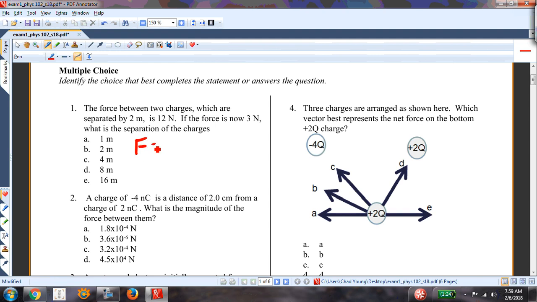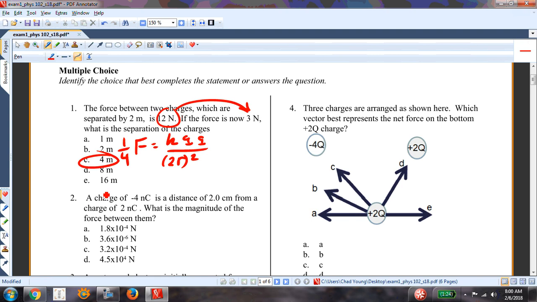Well, I know that F is equal to KQQ over r squared. And this force is going from 12 newtons to 3 newtons, so it's experiencing a 1 over 4 decrease. That means that the distance has to be increased by a factor of 2. So whereas it was 2 meters, now it's going to be 4 meters.